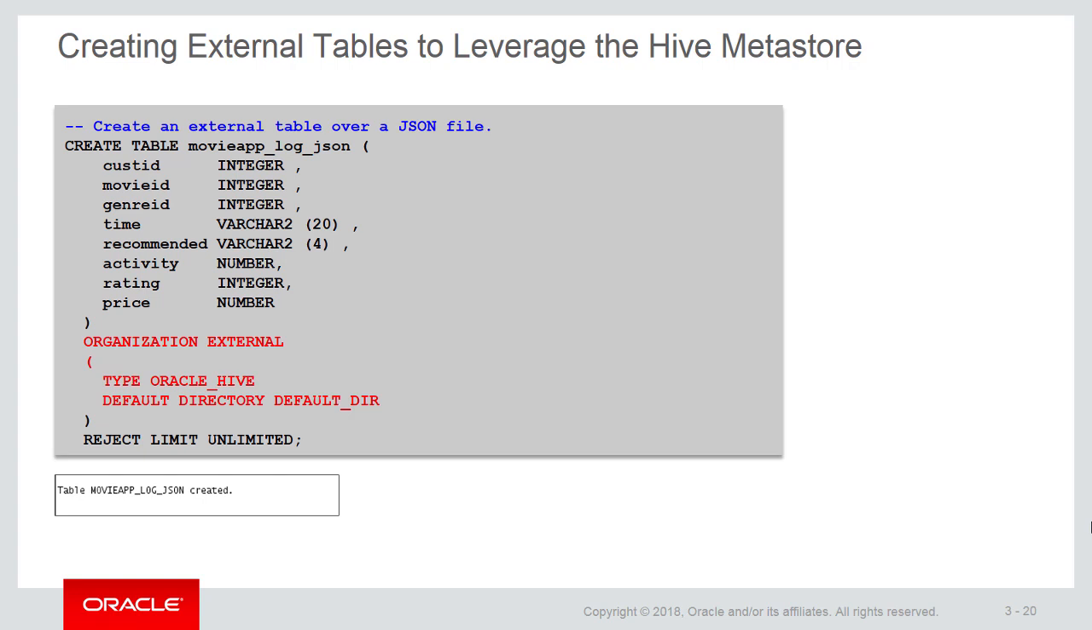The Oracle Hive Access driver invokes Oracle Big Data SQL at query compilation time to retrieve the metadata details from the Hive metastore. By default, it will query the metastore for a table name that matches the name of the external table that we're creating, movie app log JSON.